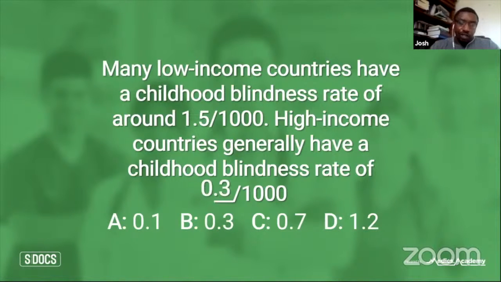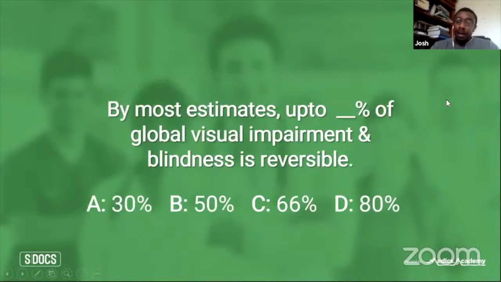High-income countries generally have a childhood blindness rate of 0.3 per 1,000 people, a lot lower than low-income countries and childhood blindness. Finally, maybe the most important statistic to truly understand global health ophthalmology, why we intervene in global health ophthalmology, is this statistic. By most estimates, up to blank percentage of global visual impairment and blindness is reversible. 30%, 50%, 66%, or 80%.